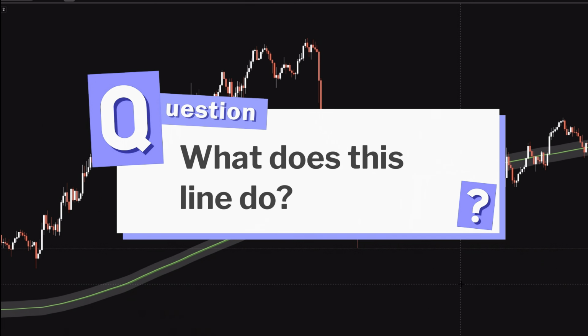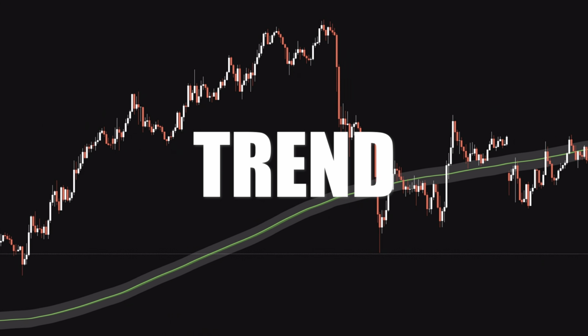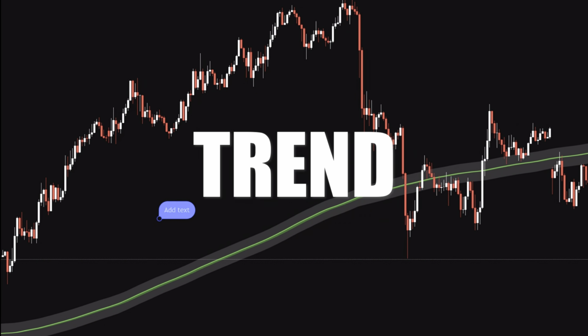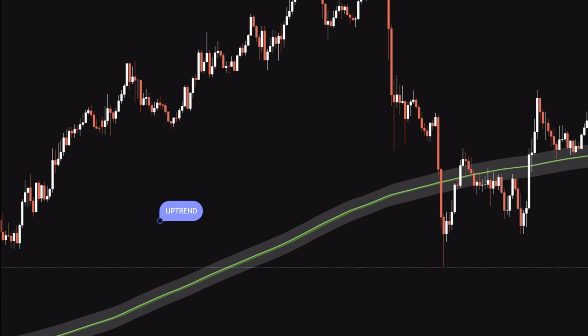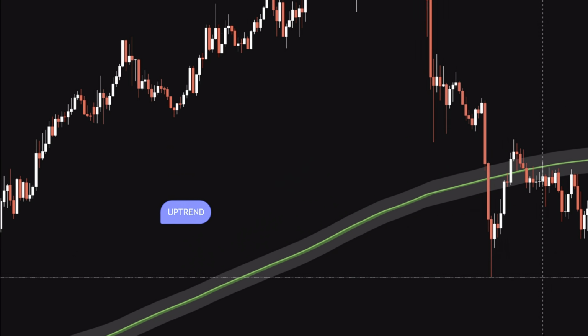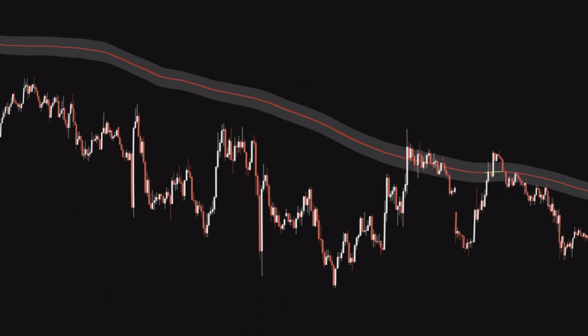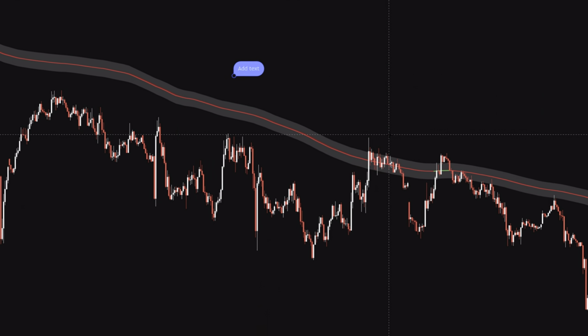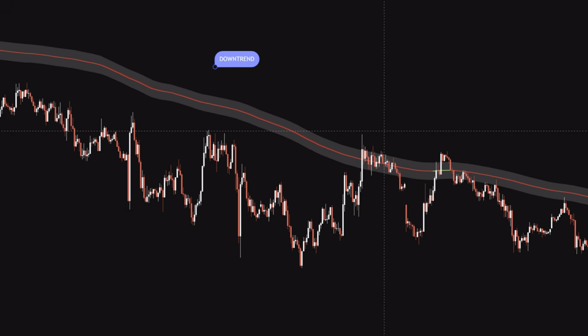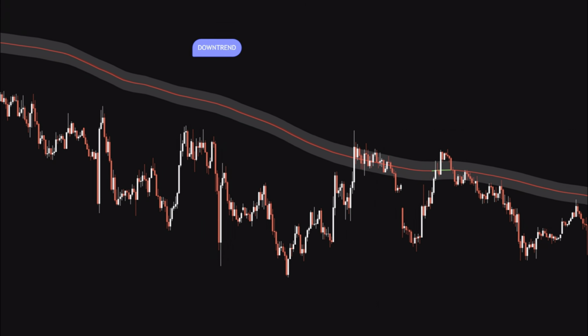What does this line do? It tells you the trend. When price is above the line, the market is in an uptrend. When price is below the line, the market is in a downtrend. One clean line, that's it. No clutter, no confusion, just the boundary of normal.